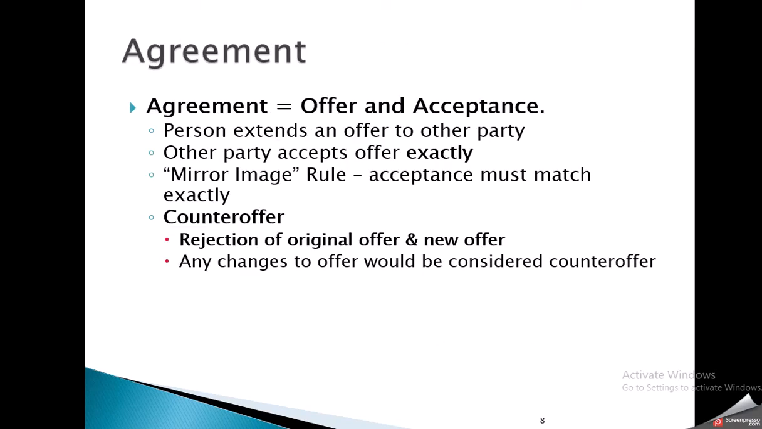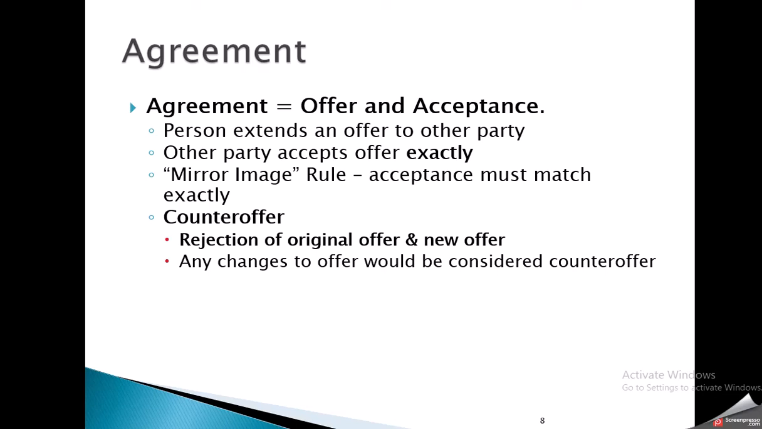So now we get into the different components. So again, this chapter, we'll talk about agreement and consideration. So agreement is offer and acceptance. In order to have it completely correct, it has to be the mirror image rule. The acceptance must match exactly what the offer was.